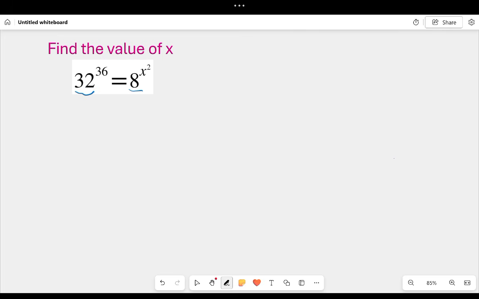So here, if you look at 32 and 8, they have something in common. 32 and 8 are multiples of 2. So therefore 32 is simply equal to 2 to the power of 5, and 8 is simply equal to 2 to the power of 3. This is very important, and that's what we are going to use to work this out.